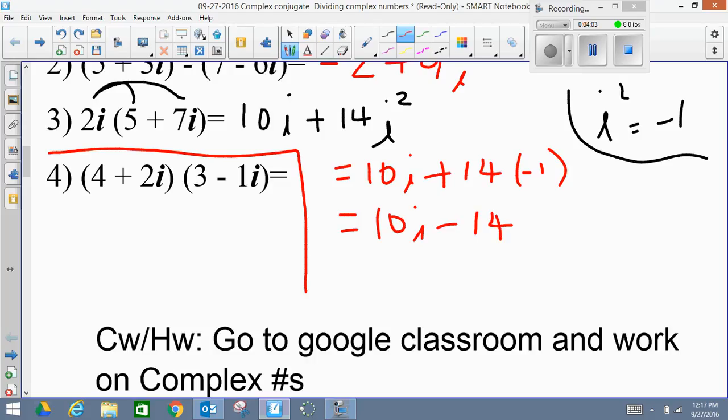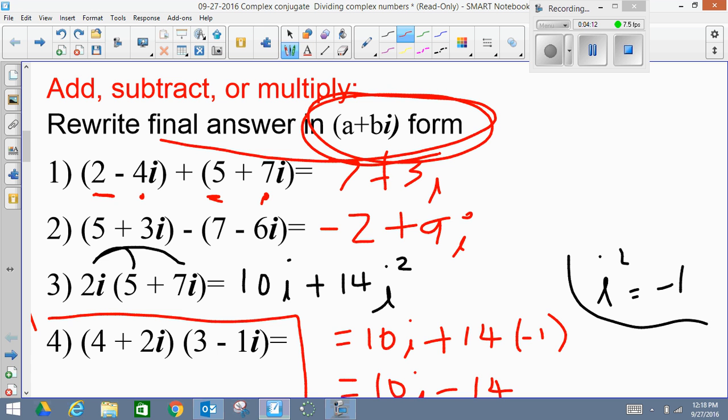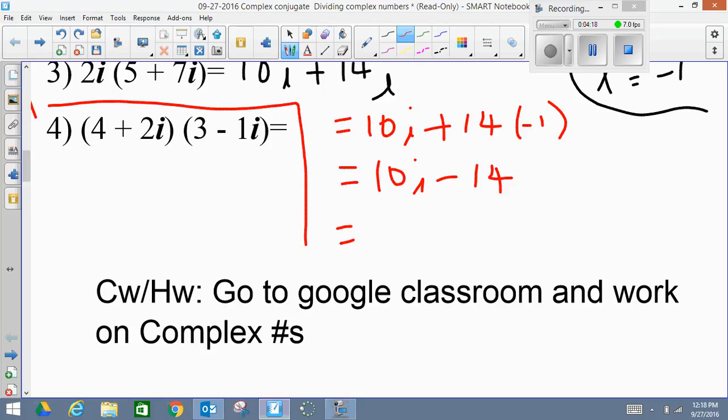So technically I'm done. But if we notice on the directions, I said write your final answer in a plus bi form. That means the i has to be at the end. So I have to flip this too. The -14 comes to the front, and then 10i goes to the end, which is positive 10i. So that's how you multiply. That will be my a plus bi form, which is the complex form.